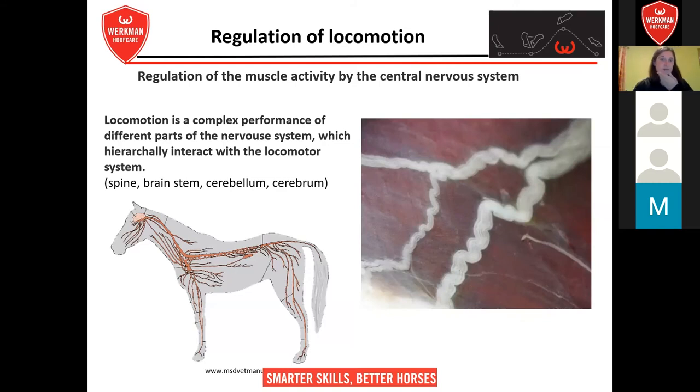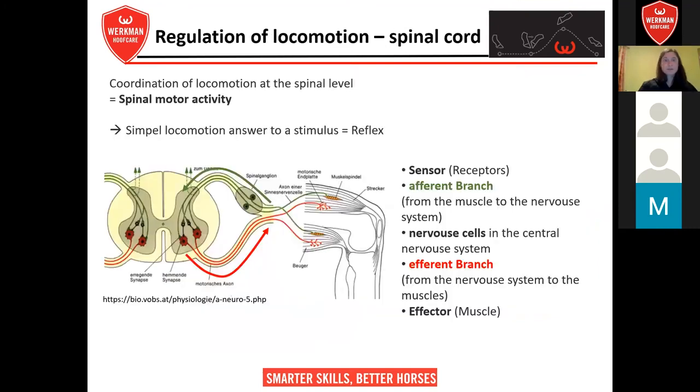And all these motions are regulated by the central nervous system. And you have a certain level of interaction. So usually you have the spine, the brain, the cerebellum, and the cerebrum who regulate the motion. And I don't want to make it too complicated, but the simplest motion is the motor activity regulated by the spine. This is a very simple locomotion, and you don't need to think about this motion.